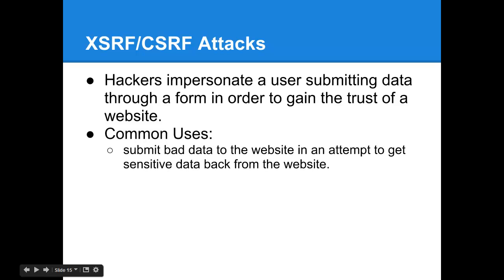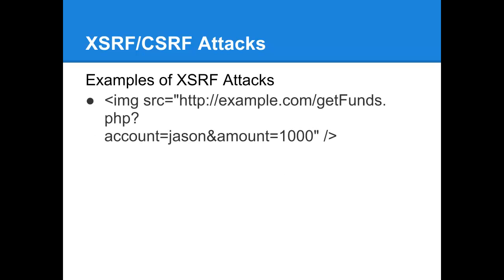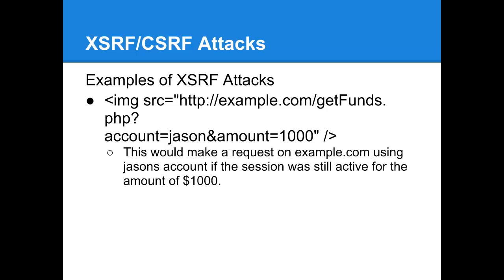Common uses: submit bad data to a website and attempt to get sensitive data back from a website. Let's see, examples of cross-site. Again, example.com is the bank, get funds, account is equal to JSON, and the amount is equal to $1,000. This would make a request on example.com using JSON's account if the session was still active for the amount of $1,000. So that's why you want to provide people with a way to log out and destroy their session.